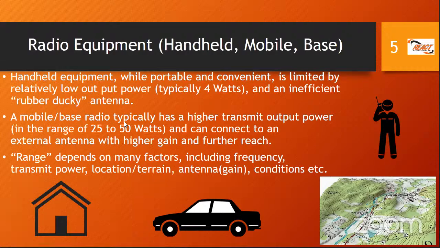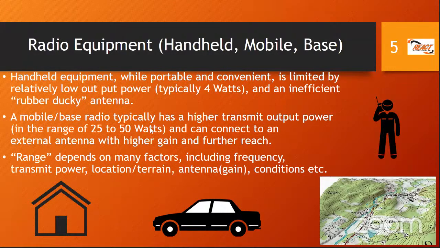Now, mobile-based radios. We sometimes use the terms interchangeably, and that's just because sometimes the same piece of equipment that could be installed in your car could also be installed on your base. So oftentimes the radio itself might actually be the same radio. The point, though, is that our mobile and base radios tend to have a higher transmit output power. Remember we said that the handheld radio may be limited to 4 watts, maybe 5 watts. There are some that run maybe 8 watts, but it's relatively low output power. And mobile and base radios tend to have a much higher output power.